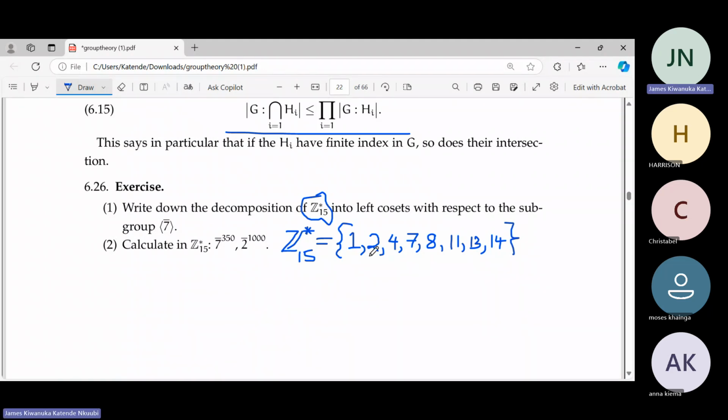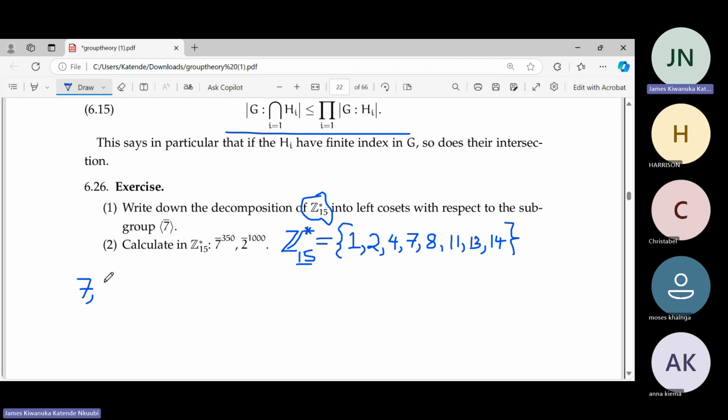So this gives you Z15 star. So this forms a group under multiplication, modulo 15. Now we need to find the cyclic subgroup generated by 7. So to do that, we need to find all the powers of 7. So 7 is one of them. 7 squared will give us what?